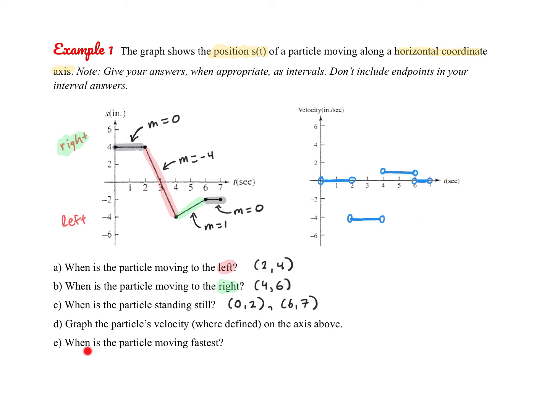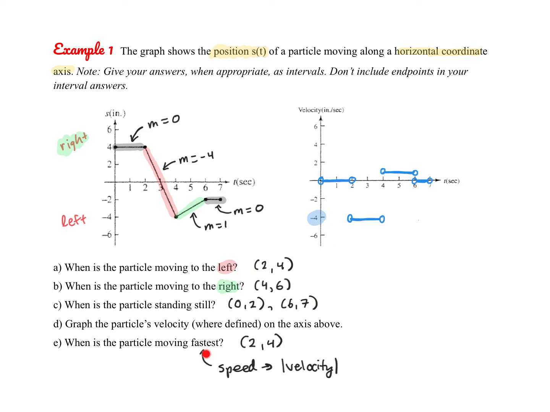So now let's see if we can use this to help us determine when our particle is moving the fastest. Remember, fastest implies the speed, and the speed is the absolute value of the velocity. So we don't want the most positive, we want the largest absolute value. And you can see that the largest absolute value on our velocity function is when y is equal to -4 in this interval. So that's going to be the interval from 2 to 4 seconds.